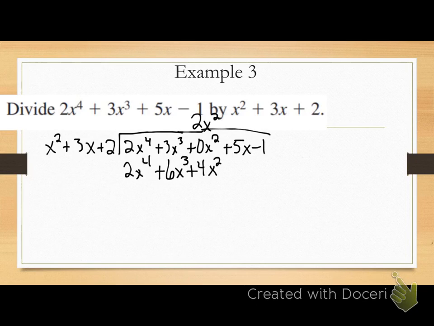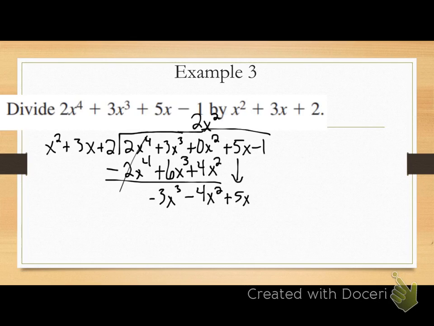What's next? Subtract. Zero x squared minus 4x squared: negative 4x squared. 3x cubed minus 6x cubed: negative 3x cubed. The x to the 4th cancel out. Everyone good? What's next? Bring down my next term, which is plus 5x.